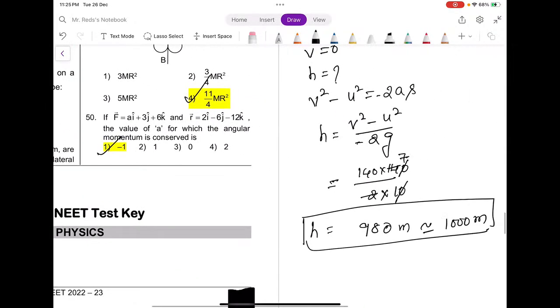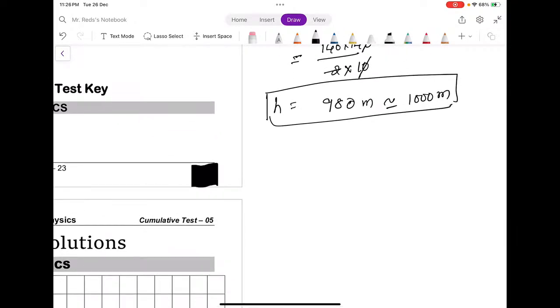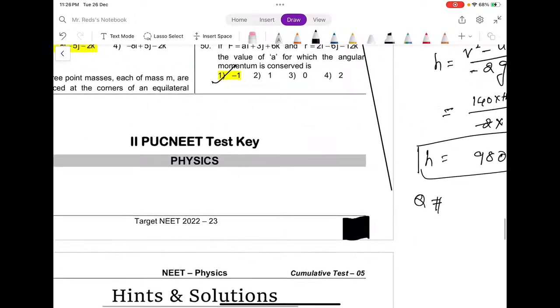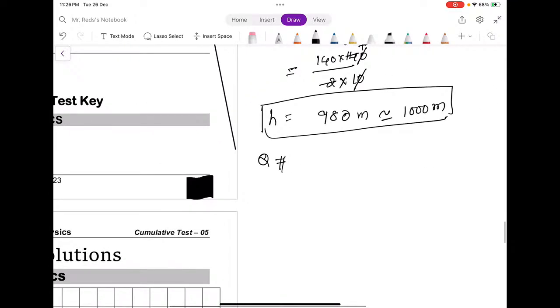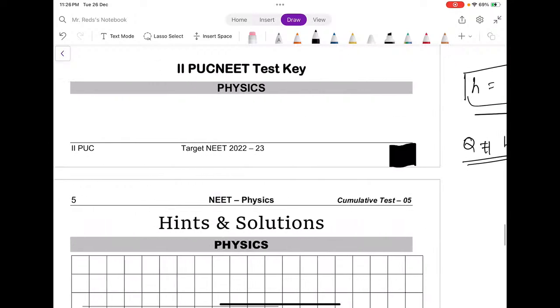That is 44. This is the 44th question. Next, 45th one. Question number 45. Let us see what is given in this 45th one.